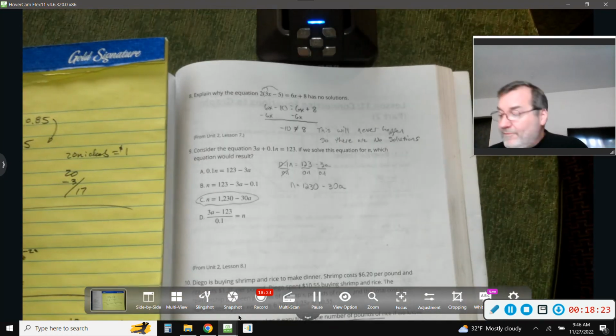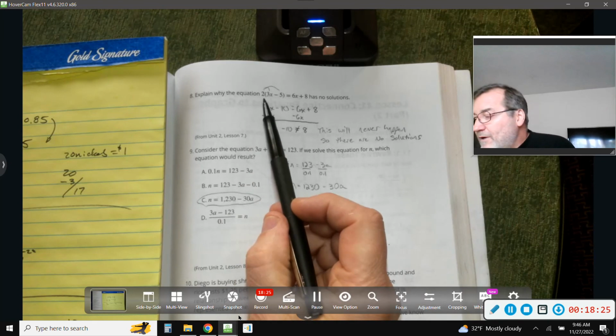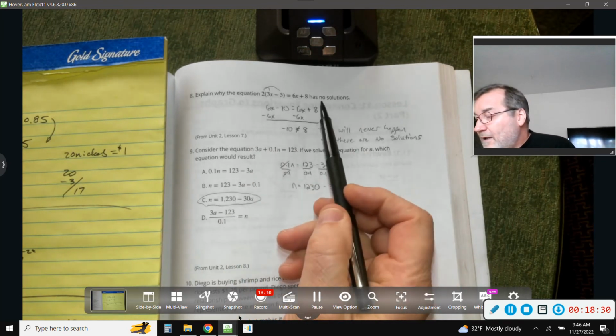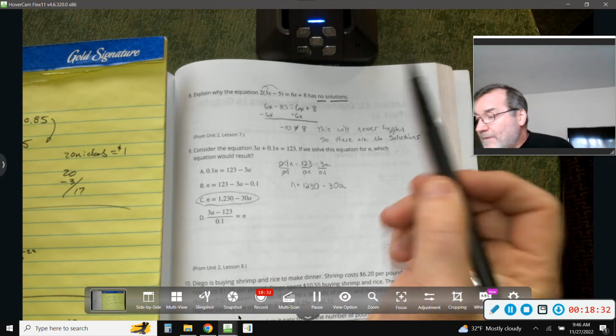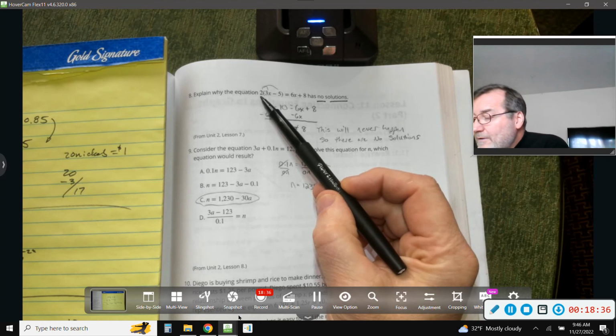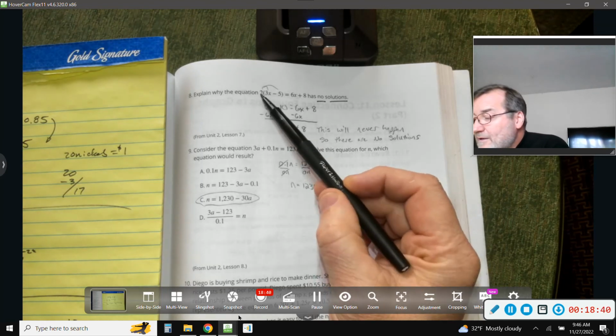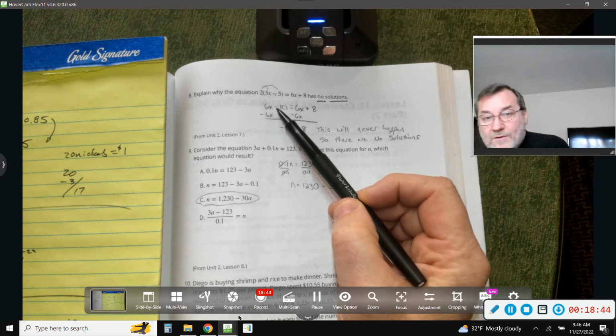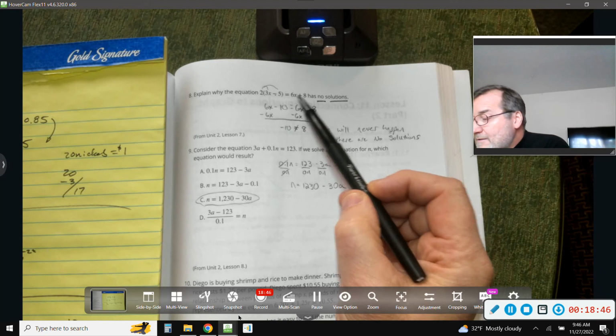On to number 8. Again, it's another review. Explain why the equation 2 times the quantity 3x minus 5 is equal to 6x plus 8 has no solutions. Okay, so let's go through this thing. Let's simply distribute first. So 2 times 3x is 6x. 2 times 5 is 10, so I'm going to keep the subtraction with it. And then over here I got 6x plus 8.